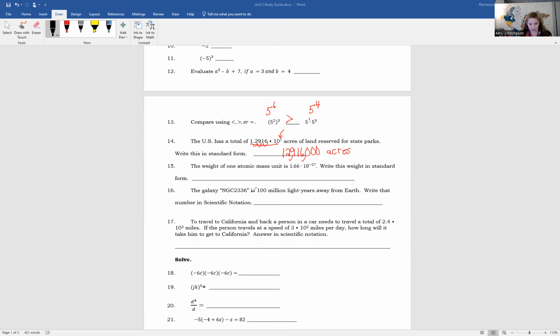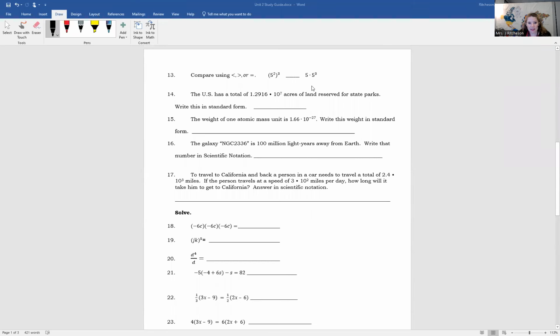Number 15, the weight of one atomic mass unit is 1.66 times 10 to the negative 27th. Write this in standard form. So that is a very small number. So we would move our decimal, this time a very tiny number, which means we have to have lots of zeros in front of this. In fact, you guys, we'd have 26 zeros. I'm not counting 26 zeros, but just remember, there would be 26 zeros, and then we'd have 166. Okay? So anyway, that's not a great answer, but I think if you're listening to me, you get it.